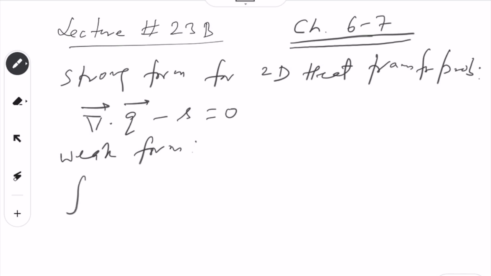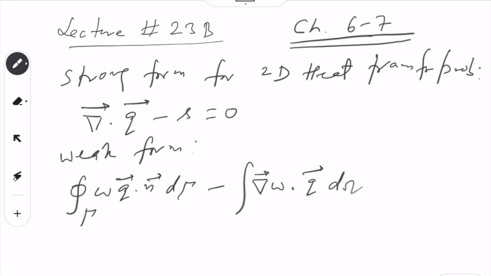So, weak form, and we found out like this. So, we had W Q dot N, which is to be integrated over the entire boundary, minus gradient of W dot Q d omega, and then we have minus W times S d omega, and everything equal to 0.